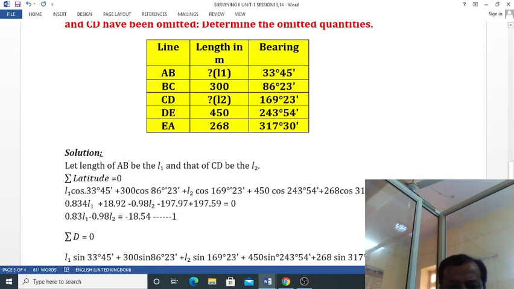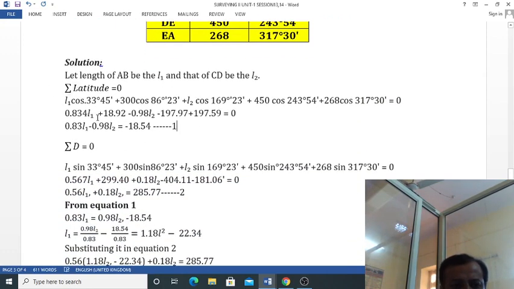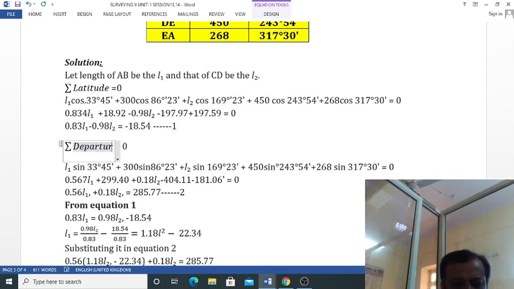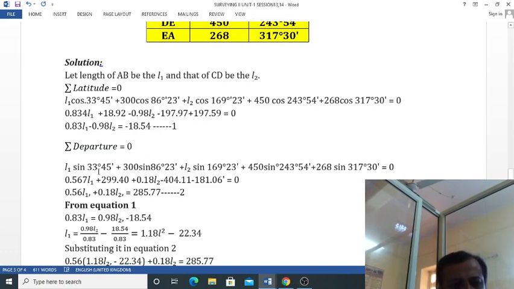Now sigma D is equal to 0. This was sigma L is equal to 0, where we got equation 1. Let us put sigma D is equal to 0, that is, sigma of departure is equal to 0. What is it? L1 into sine 33 degrees 45 minutes plus 300 into sine 86 degrees 23 minutes plus L2 into sine 169 degrees 23 minutes plus 450 into sine 243 degrees 54 minutes plus 268 into sine 317 degrees 30 minutes. This should be equal to 0.